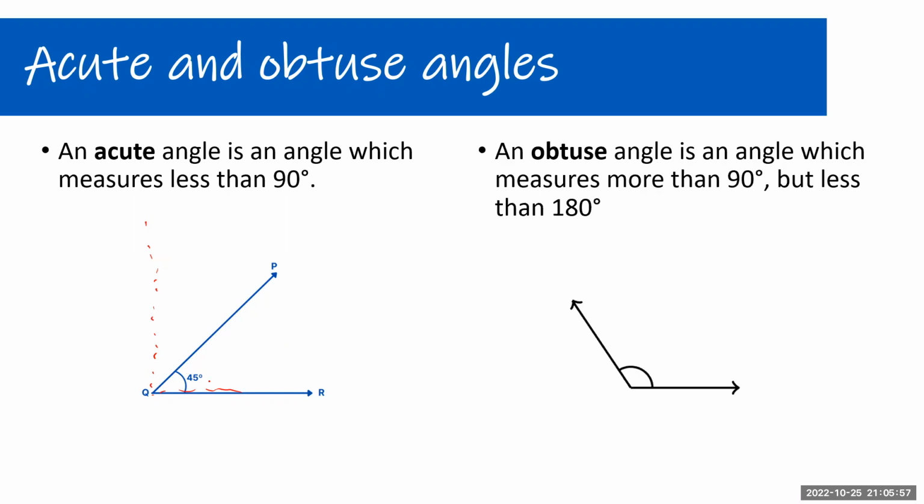Now obtuse is between 90 and 180. So that means we still have our right angle somewhere right here, and it's going to extend beyond that, okay? And here, maybe this is, I don't know, 110 degrees.